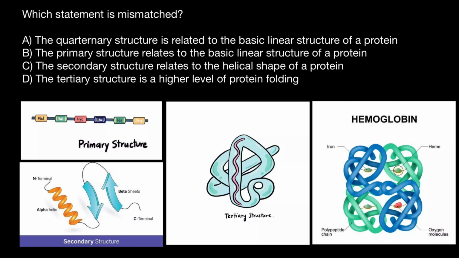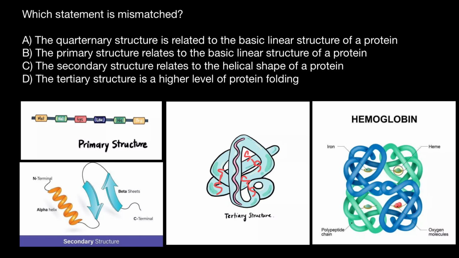The disulfide bonds are covalent bonds that form between sulfur-containing side chains and are much stronger than other types of bonds. The disulfide bonds are what holds the tertiary structure of the proteins in place.